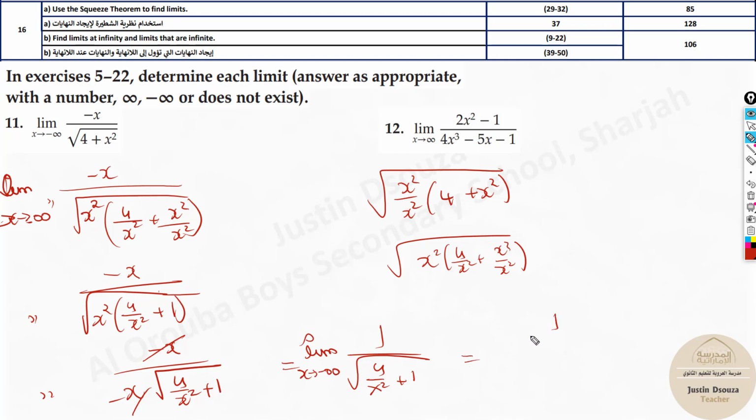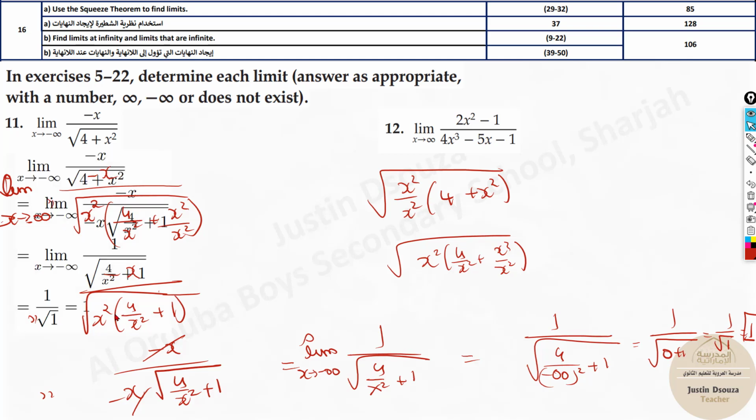Now when we apply minus infinity, what happens? 4 by, doesn't matter positive or negative infinity, square is there, so it is just infinity. Let's write it minus infinity square. It will be positive only, okay? So it will be 1 divided by square root of 1 plus... now this is not 1. Sorry. What is 4 divided by infinity? It's 0 plus 1. That is 1 by square root 1. That is 1. Answer is 1. The answer should be 1. Let's just check answers. Yes, it is 1.